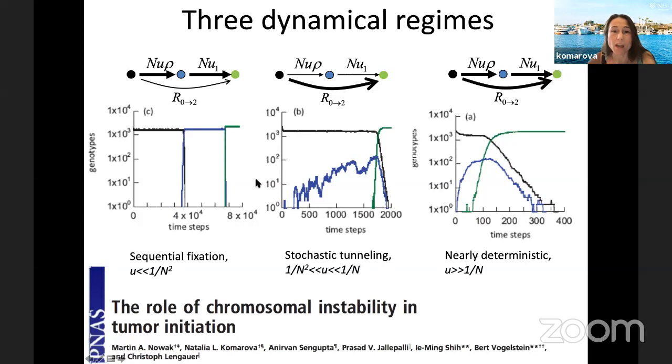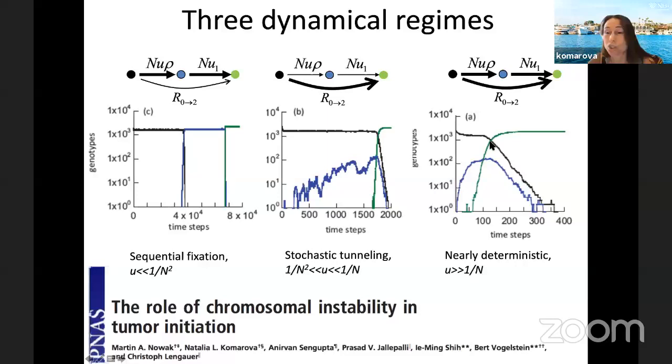The second regime is what we call stochastic tunneling. Here, these disadvantageous mutants are created, but they never come to dominate. They kind of linger at low numbers. Here it's a log scale, right? There are only a few of them. And then one of them develops a second hit, and the two-hit mutant comes to dominate. And the third regime is when the population is huge or the mutation rate is huge, and it's almost deterministic.